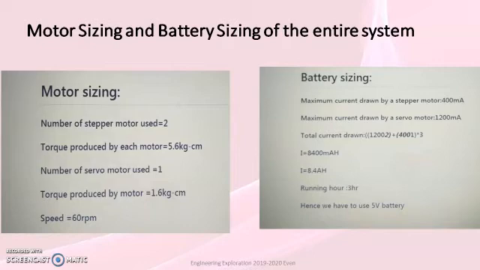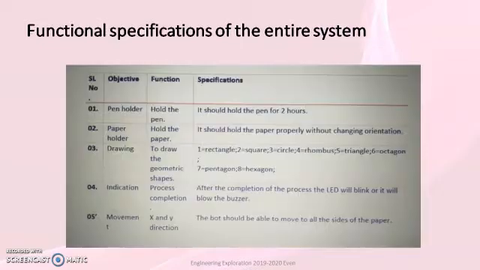Battery sizing. Maximum current drawn by a stepper motor is 400 mA. Maximum current drawn by the servo motor is 1200 mA. Total current drawn is 8400 mA. Running time is 3 hours. Hence we have to use a 5V battery.